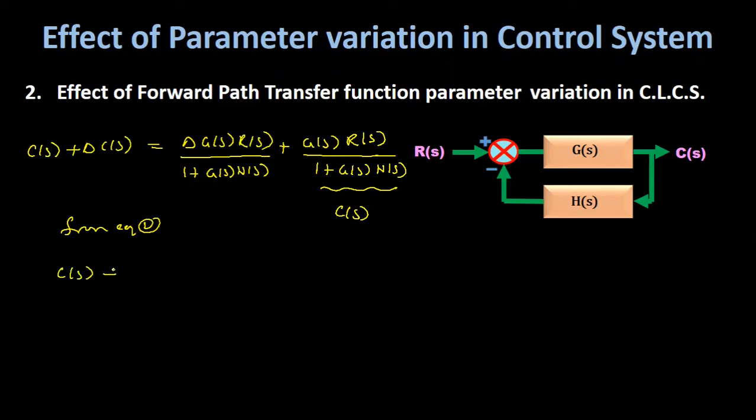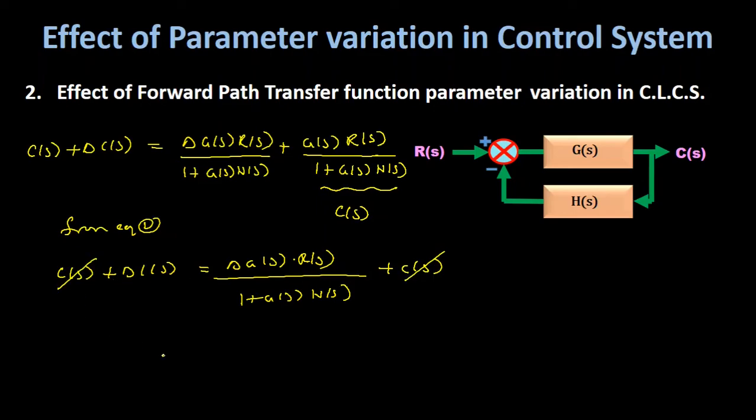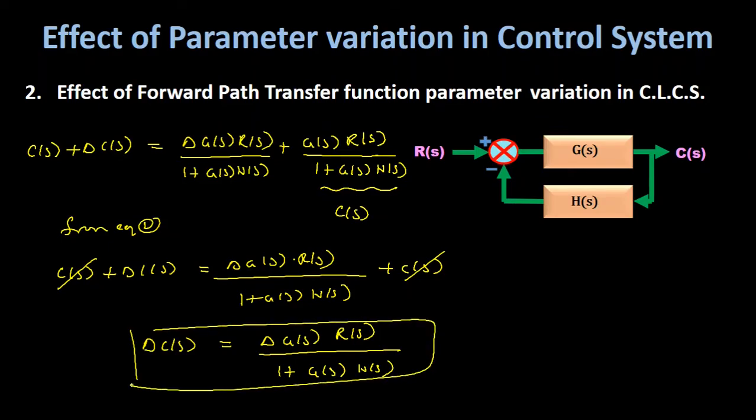So C(s) plus del C(s) will be equal to del G(s) into R(s) divided by 1 plus G(s) into H(s) plus C(s). This C(s) and this C(s) will cancel out and we will get del C(s) is equal to del G(s) into R(s) divided by 1 plus G(s) into H(s). So this is the final equation of the change in output response for the negative feedback control system.